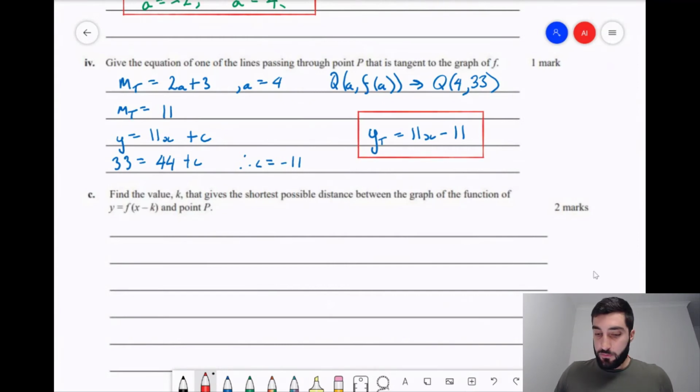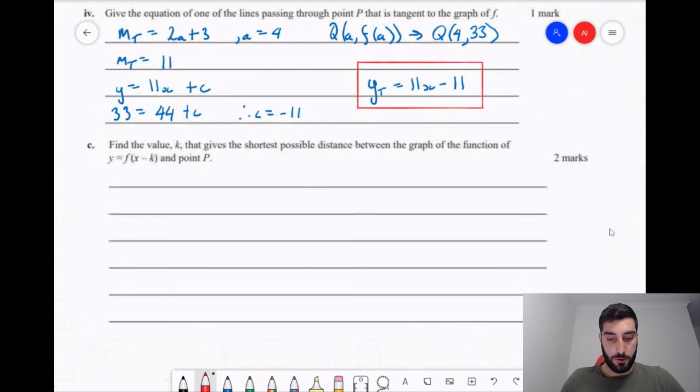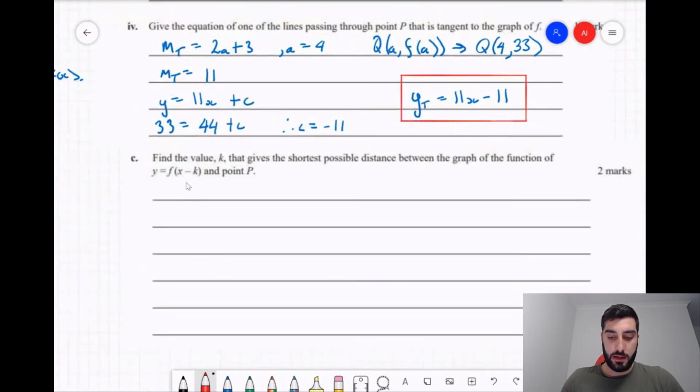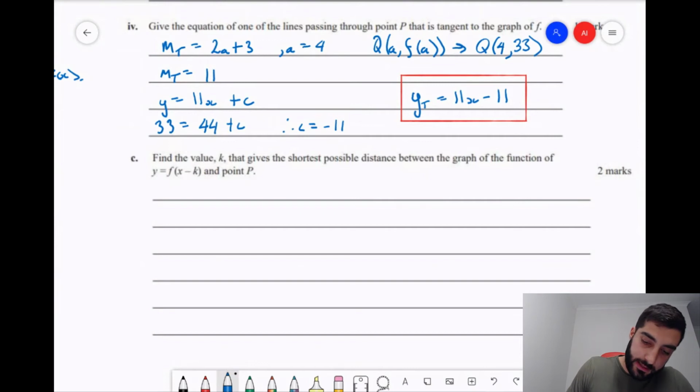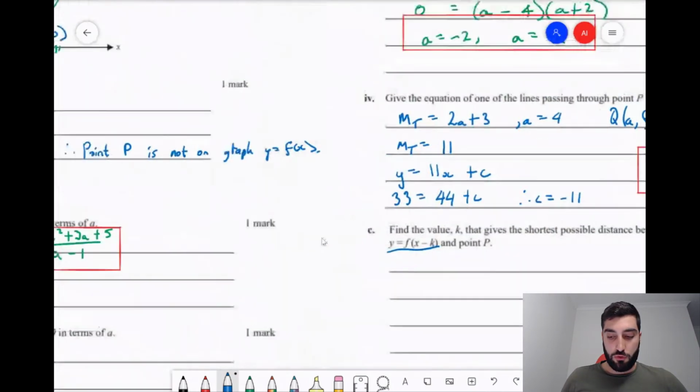Great. Last part, part C. Find the value of k that gives the shortest possible distance between the graph of y equals f of x minus k and point P. So we want the smallest distance between P and a translation of the graph k units to the right. It's really important to understand the translation that's going on here, the fact it's going right by k units.